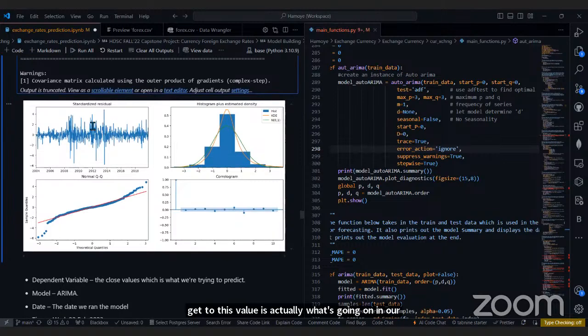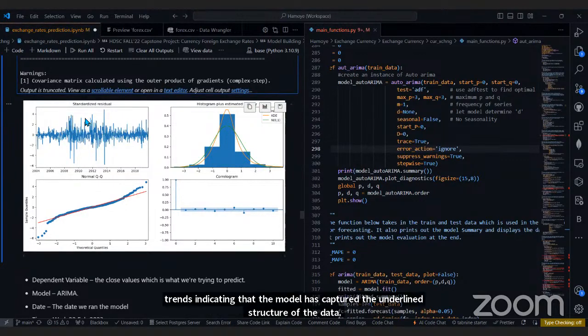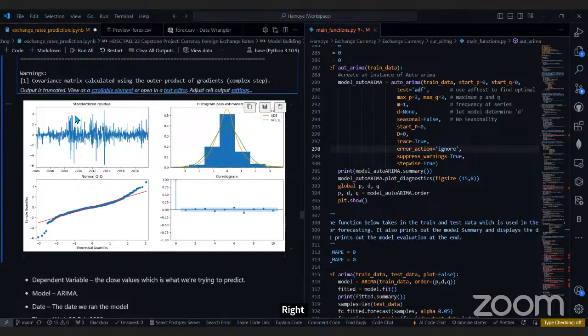Oh, we have some visualization here. This is coming from the plot diagnostics. Standard residual shows the residuals from the ARIMA model over time. It appears to be centered around 0, which is a good sign. There are no obvious patterns or trends, indicating that the model has captured the underlying structure of the data. However, there are spikes, which might indicate occasional outliers or periods of high volatility.